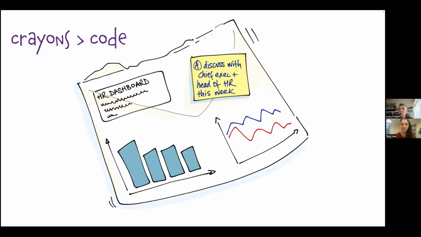Crayons beat code is the message there. It's a lot cheaper and simpler to prototype on paper whilst having a conversation than it is to sit down and code something, only to have people turn around and go, yeah, that's not quite what I wanted. Or actually, no, that doesn't make sense to me. So keep it simple, prototype on paper.